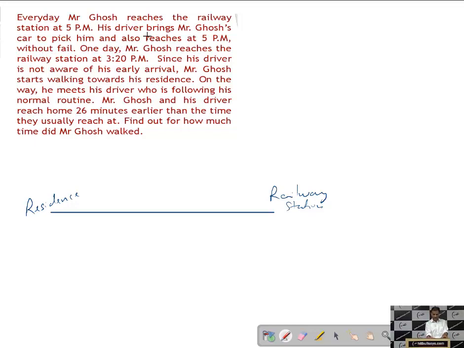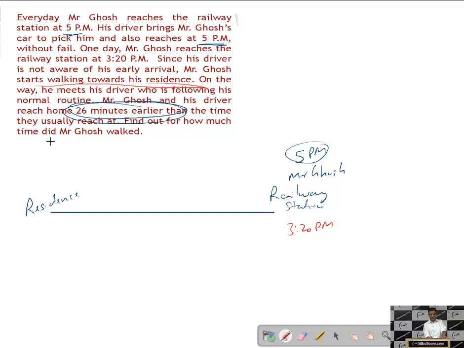Mr. Ghosh's driver reaches at 5 p.m. and Mr. Ghosh also reaches at 5 p.m. sharp, and the driver has to reach there irrespective of any circumstances at 5 p.m. One day what happened, Mr. Ghosh reaches there at 3:20 p.m., and since the driver is not aware, what he did, Mr. Ghosh starts walking toward his residence. On the way he meets his driver, and they notice they reach home 26 minutes earlier than the scheduled time they usually reach at.